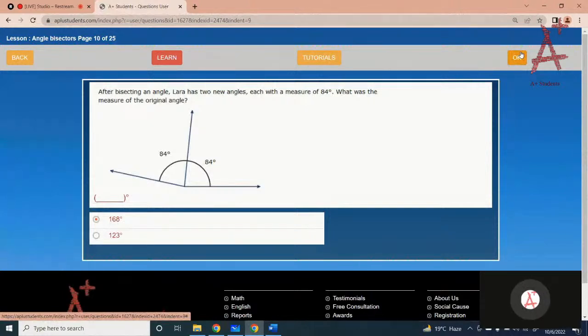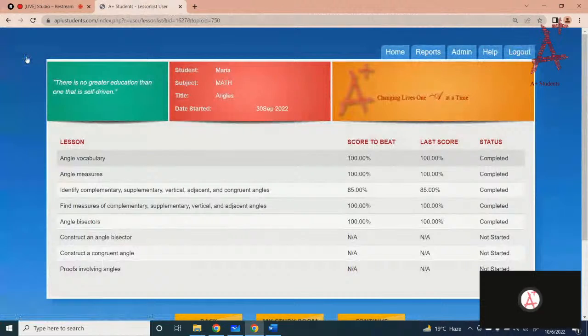Select the correct option and click on the OK button. So I'm moving on to the next topic. You can complete the test by yourself later today. And if you need more help with the topic, you can contact any tutor on Skype. They are available from Monday to Friday. Got it?